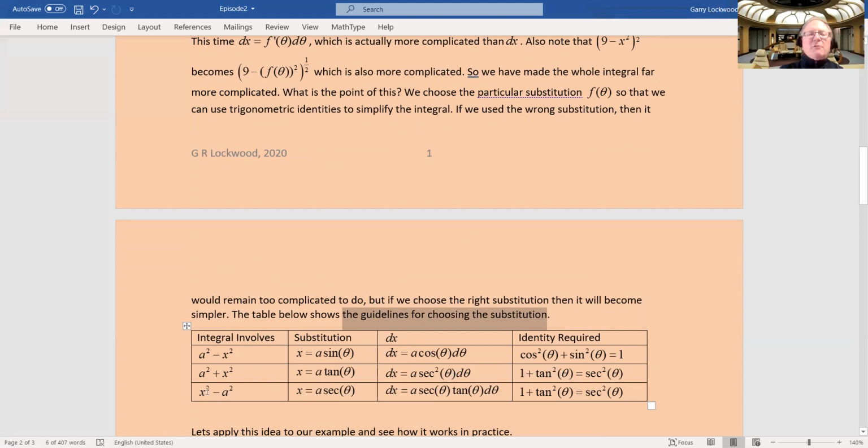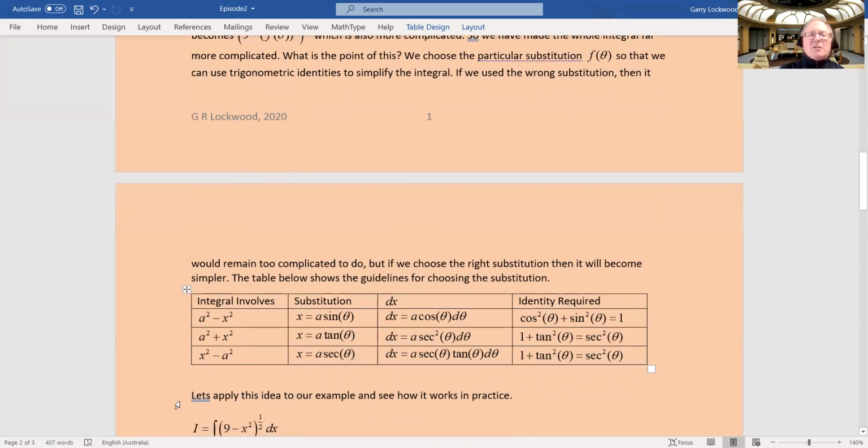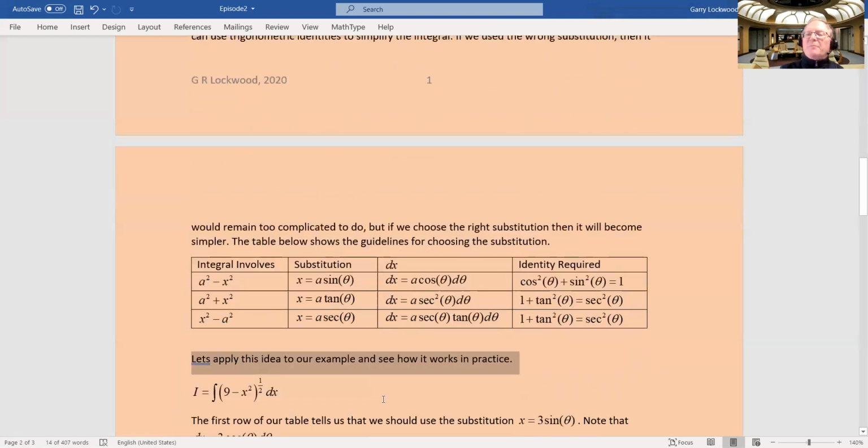On the other hand, if the integral involves x squared minus a squared, then we use x equals a sec theta, dx equals a sec theta tan theta d theta. And again, we use 1 plus tan squared equals sec squared. That makes sense. We've got these two columns here involving a tan theta and a sec theta, and so it looks like the same identity will be useful because it involves tan and sec. So let's apply this idea to our example and give it a shot.